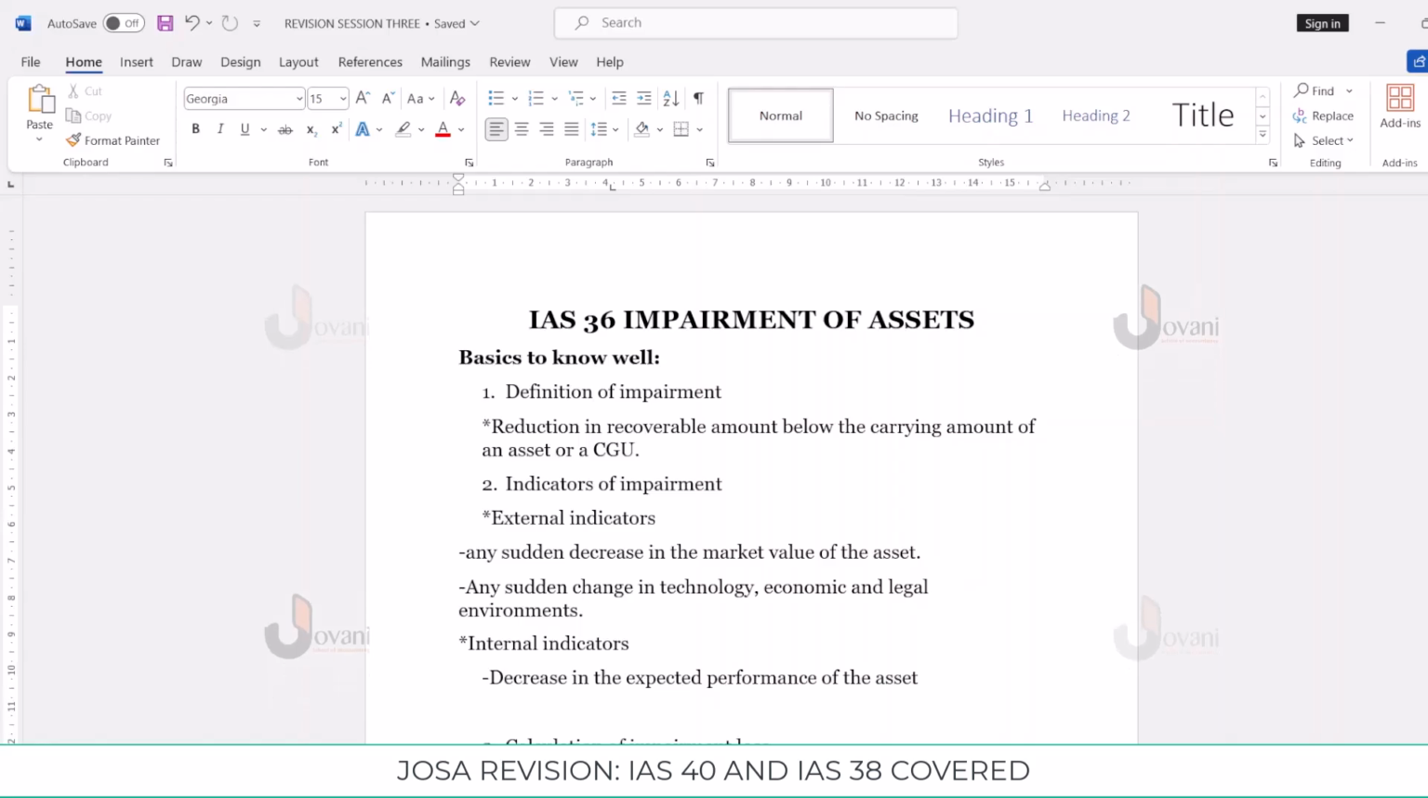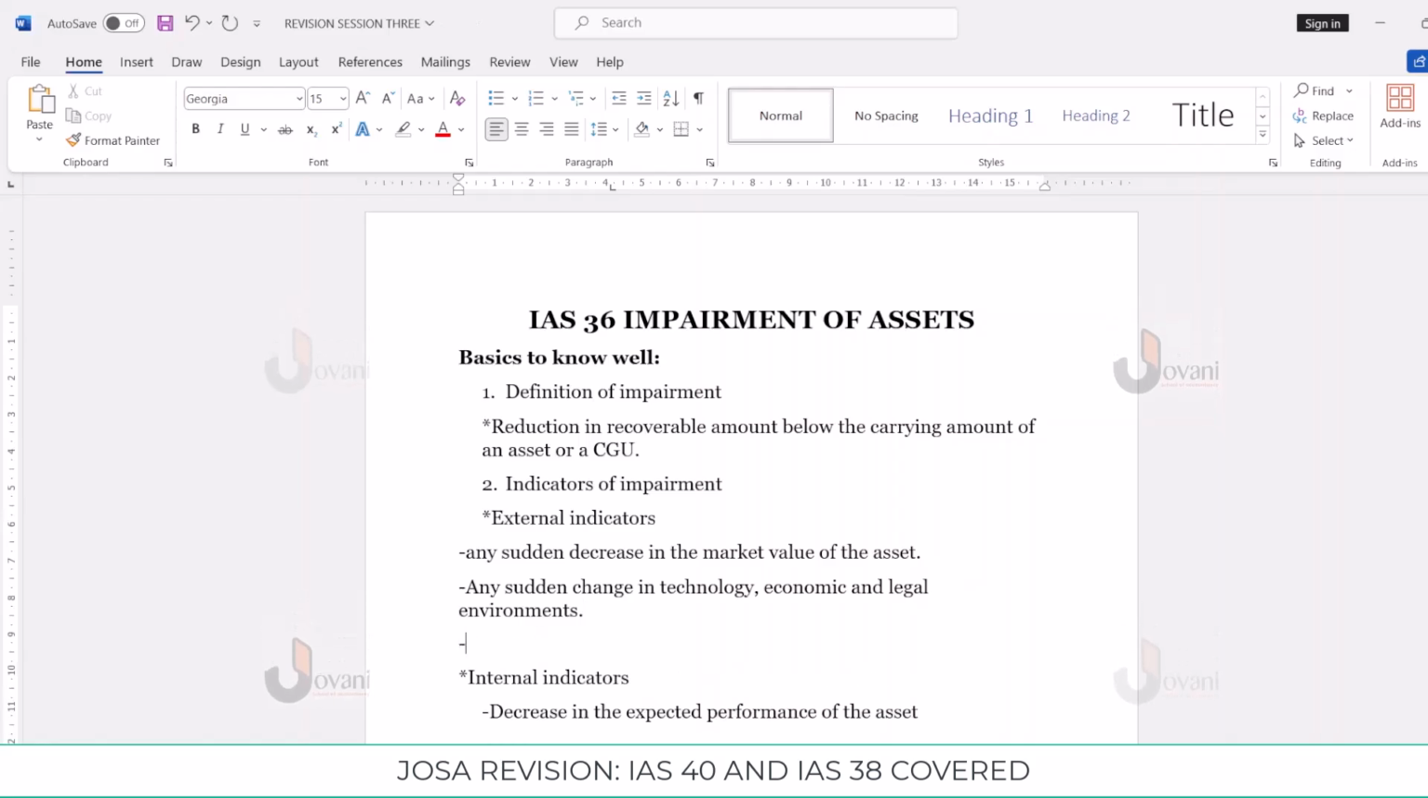I'm going to ask you, remember we defined impairment as a reduction in recoverable amount below the carrying amount of an asset. Let me give you a hint. With this definition here, you can also get some other factors. And how can you get them? How do we obtain recoverable amount? Can someone tell me?